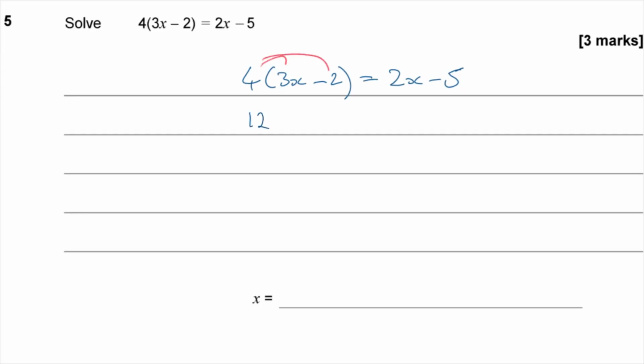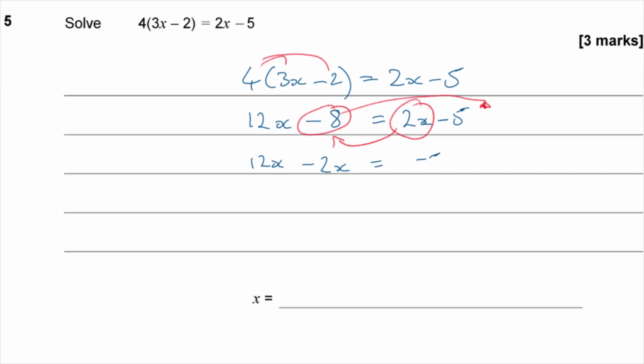which gives me 12x minus 8. And then moving my 2x over here and my minus 8 to this side. So change sides: 12x, if I move the 2x to the left, it's going to become minus 2x, 12x minus 2x. And I've got negative 5 already there, and if I move the negative 8 to the other side, it's going to become positive 8.